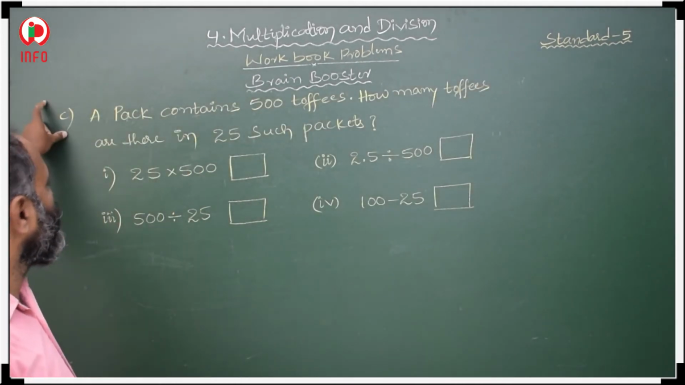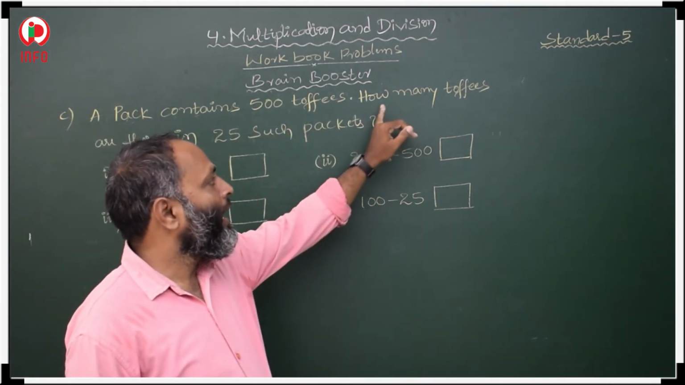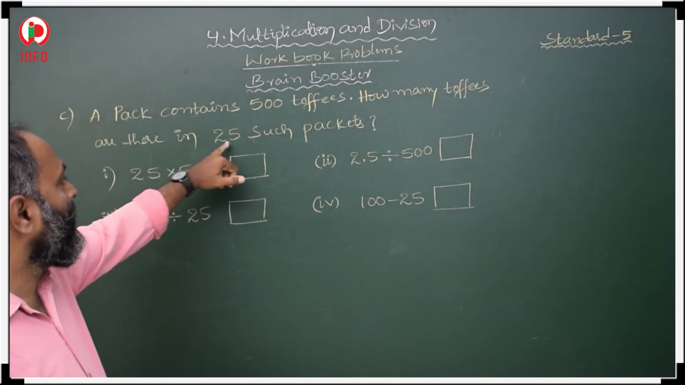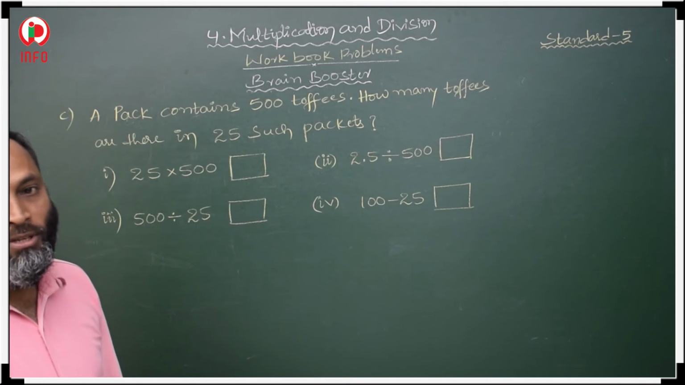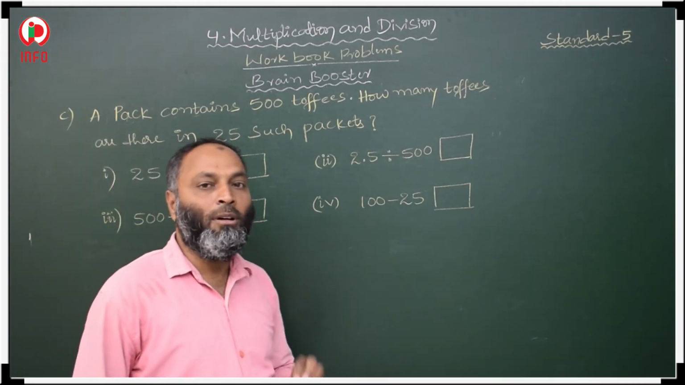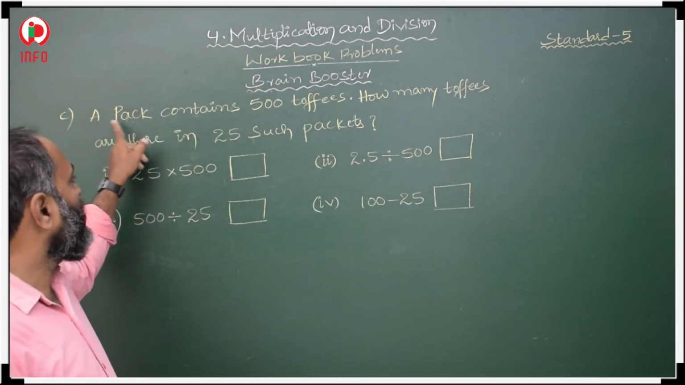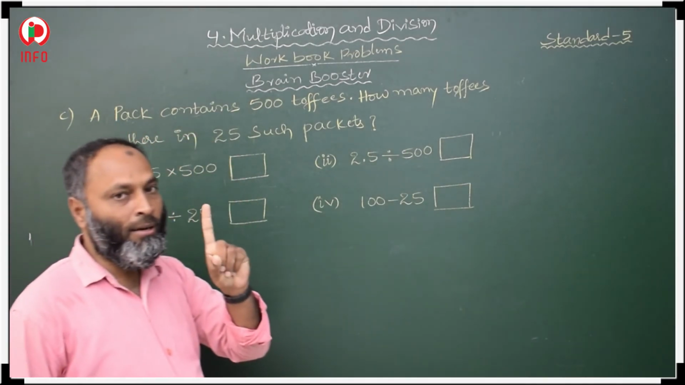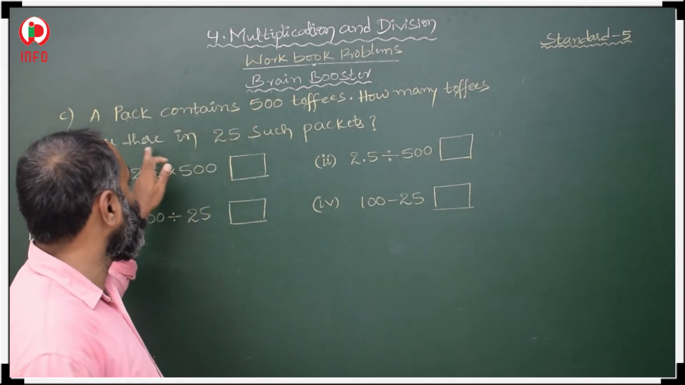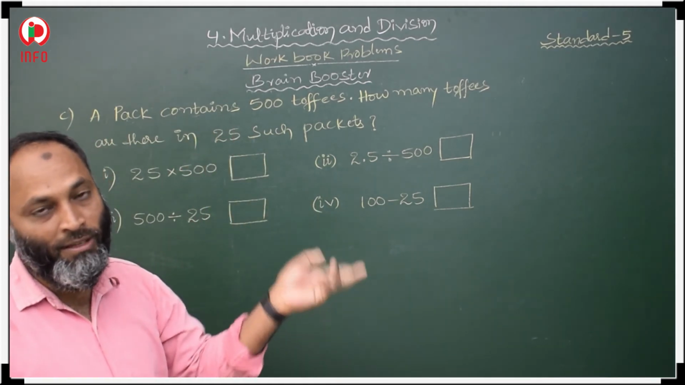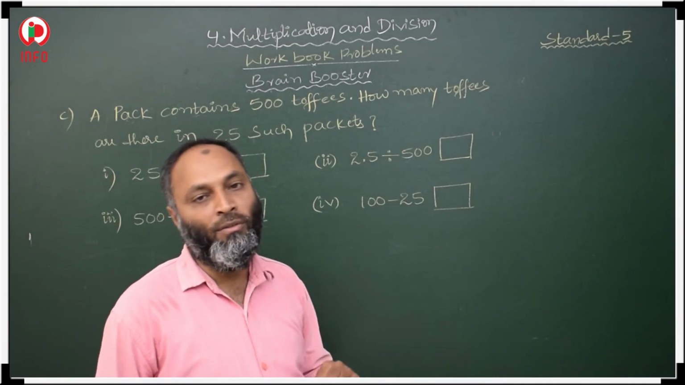Now next, third question. In that same shop, a pack contains 500 toffees. How many toffees are there in 25 such packets? Here 4 options are given, and we have to check which one is correct. A pack means a single pack, and in one pack 500 toffees were there. He is asking about 25. So a unit quantity is given and more is asked. Then we have to multiply.